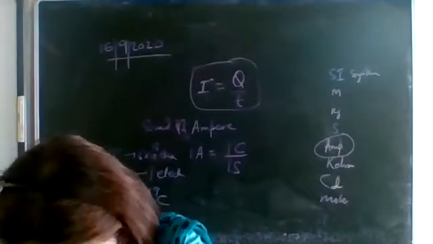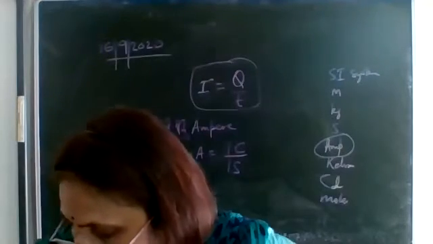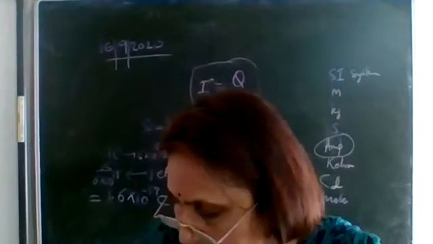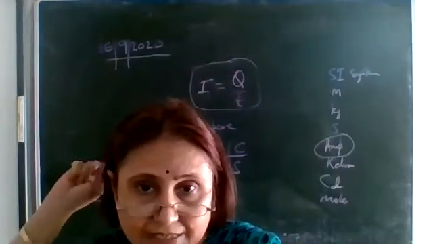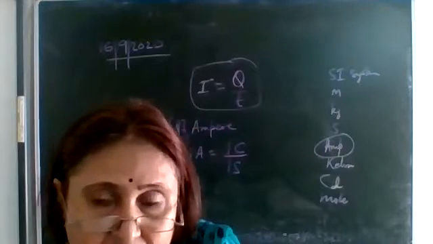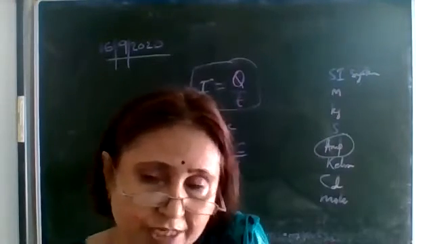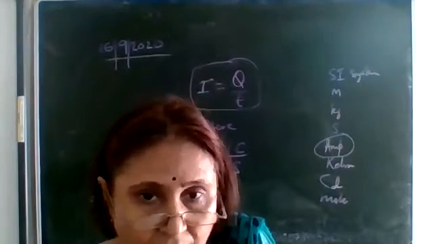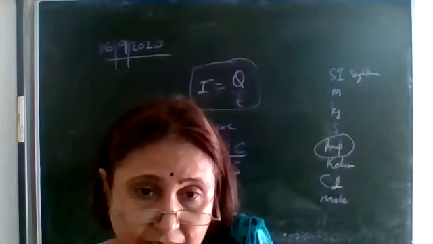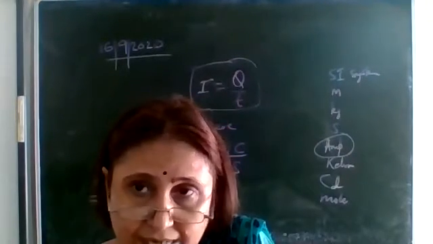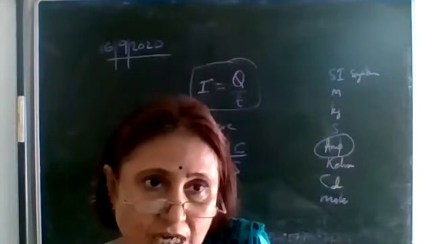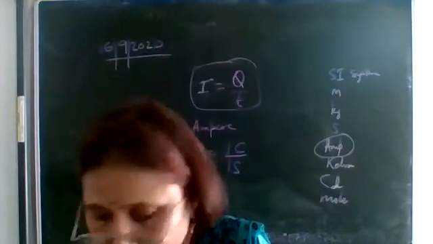Page number 200. If a net charge Q flows across any cross section of a conductor in time t, then the current I through the cross section is given by I is equal to Q upon t. So what is the formula of current? I is equal to charge flown per unit time, Q upon t. And how do we define electric current? Electric current is defined as the rate of flow of electric charge, or you may say the charge flown per unit time.